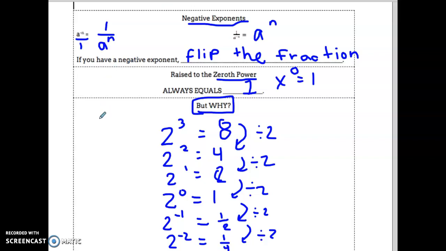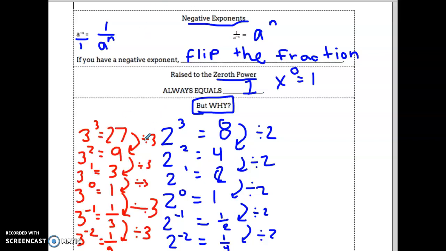So I'm going to pause the video and I want you to try one with the base of 3. Go from 3 cubed down to 3 to the negative second power to see if this holds true with a different base. So your exponent pattern should have looked like this. We're dividing by the base of 3 this time, and same reasons get to the 0 power equals 1, and for the same reasons why we flip a negative exponent.